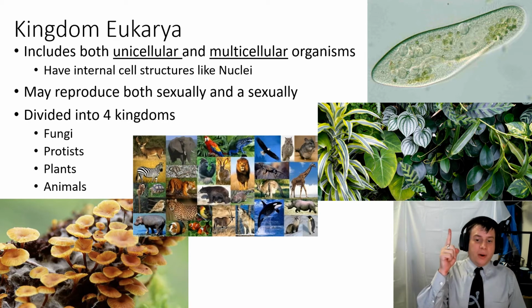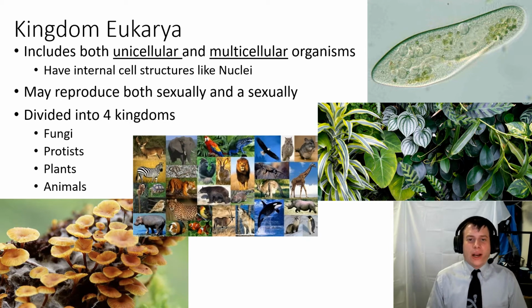So if you look above me at the very top, that is a protist. You'll notice that it has those little structures inside of it. Well, those are organelles. Organisms that have organelles are eukaryotes. You are a eukaryote. You have organelles inside your cells. Those organelles do different jobs. They help keep the cell alive. They help it function. That is a single-celled organism.